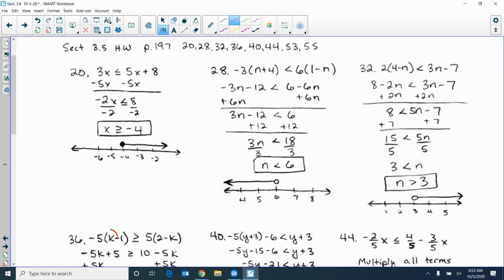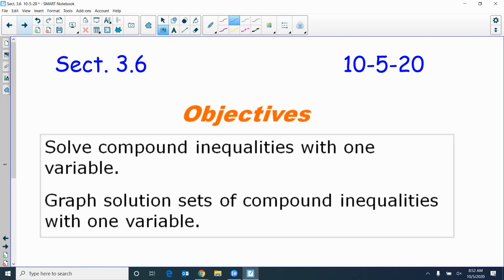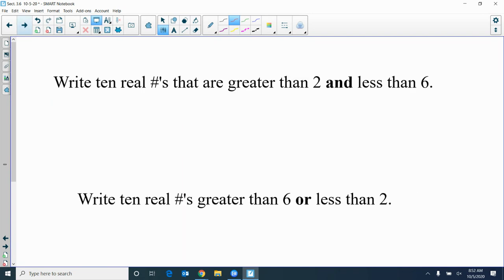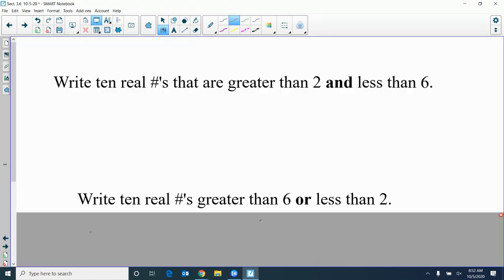All right, we got one last section, section 3.6. We'll review a little bit tomorrow, we'll review a little bit on Wednesday. We will have a test on Thursday, and I think it is an 80-point test. And we'll give you guided notes, but before we do that, I want to see if you can figure this out. You can do this right on your homework as well.